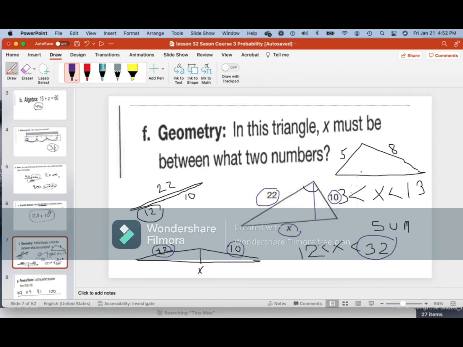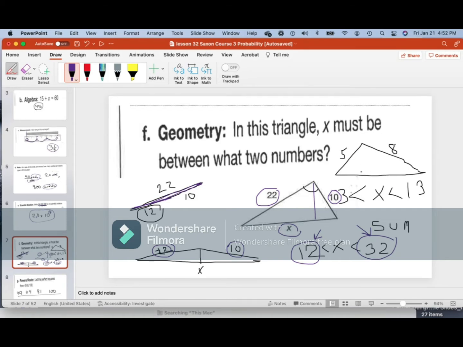But to find the smallest, we're actually going to think about, what if the 22 was going up, but then there was such a small angle right here that the 10 was coming back here. And then that third side would just be joining the two together. So 22 take away 10 would be the very smallest, or 12. So this third side x must be between the difference of the other two sides and the sum of the other two sides. So then I worked another example.